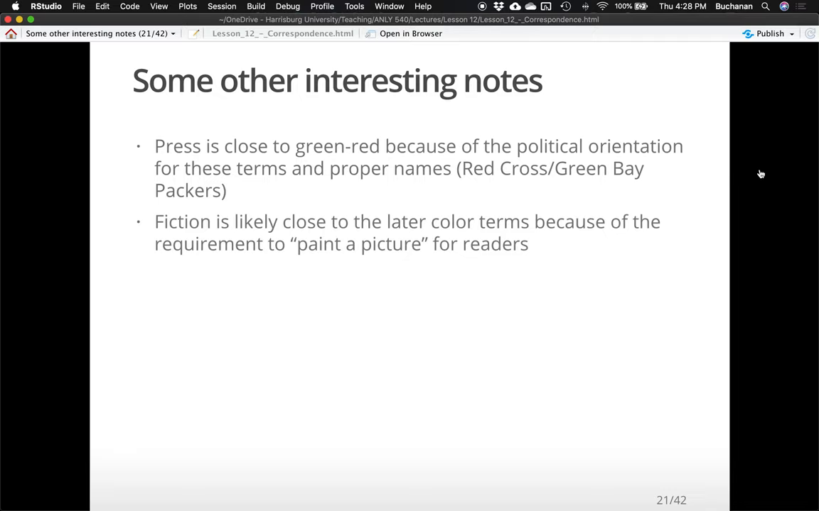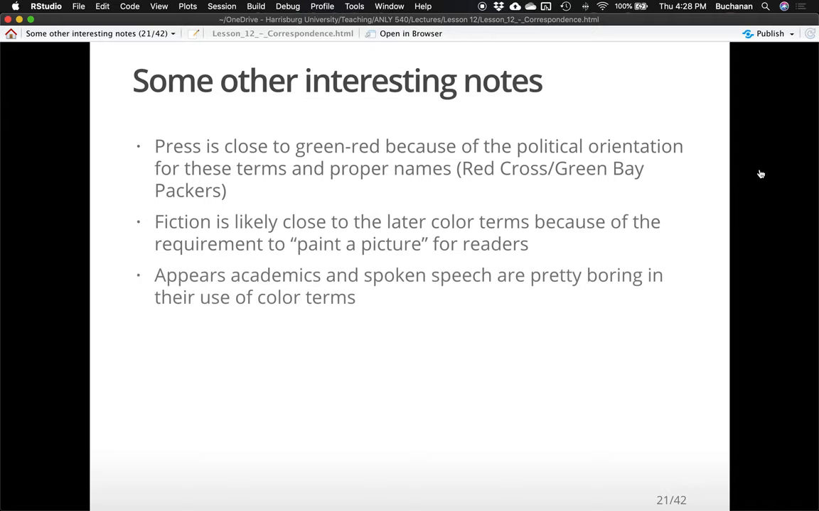So fiction is likely closer to the later color terms because of painting a picture for the reader. And academics are pretty boring, right? So we're talking about things are white and black. And so that's a good academic joke about how things are either significant or not. But it's also probably because unless you're researching color, right, things are going to be presented on a white screen, or you're just not going to use these quite as much. At least in my writing.